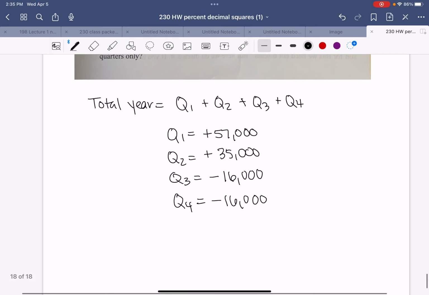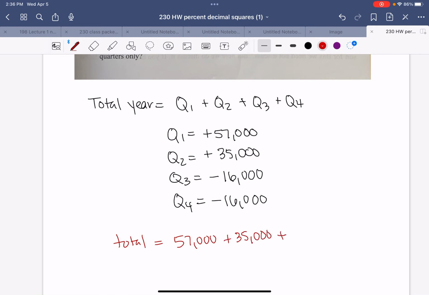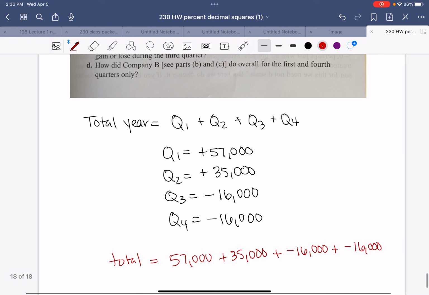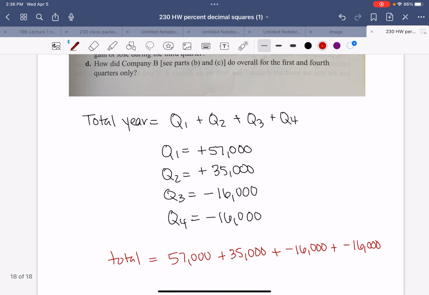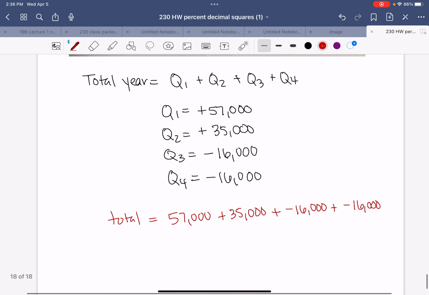And so then what you're going to do, and again, I'm writing probably way more than you need to do here. So then the total is adding 57,000, and you could even just use the whole numbers and call thousands after it, but I'll write them out. Plus 35,000, plus negative 16,000 plus negative 16,000, right? So that's your equation using your signed numbers, and then you're going to go ahead and calculate that.